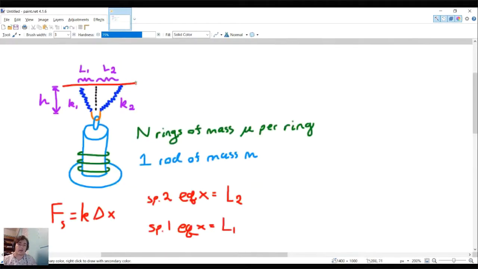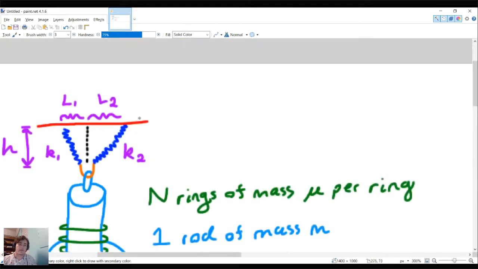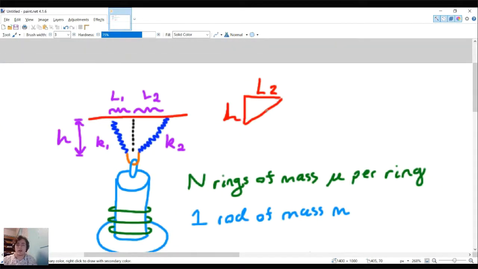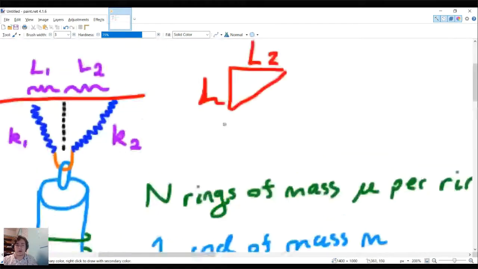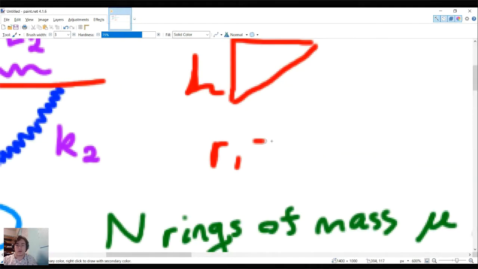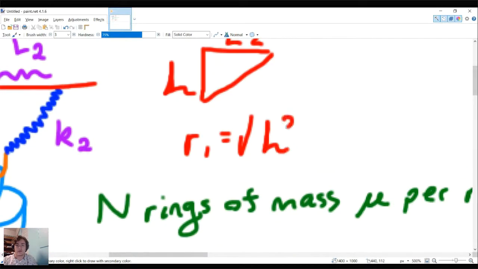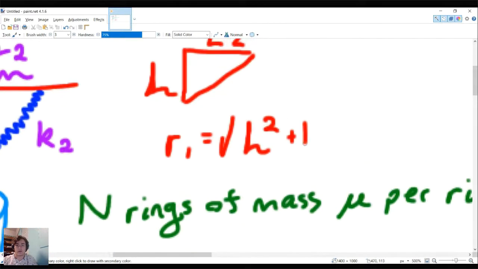So when we're looking at this one right here, we have a height h, we have L2, and then we have some unknown distance right here, which is the length of the spring that we're trying to calculate. So this length of the spring, we'll call it R1, is going to be the square root of h squared plus L2 squared.